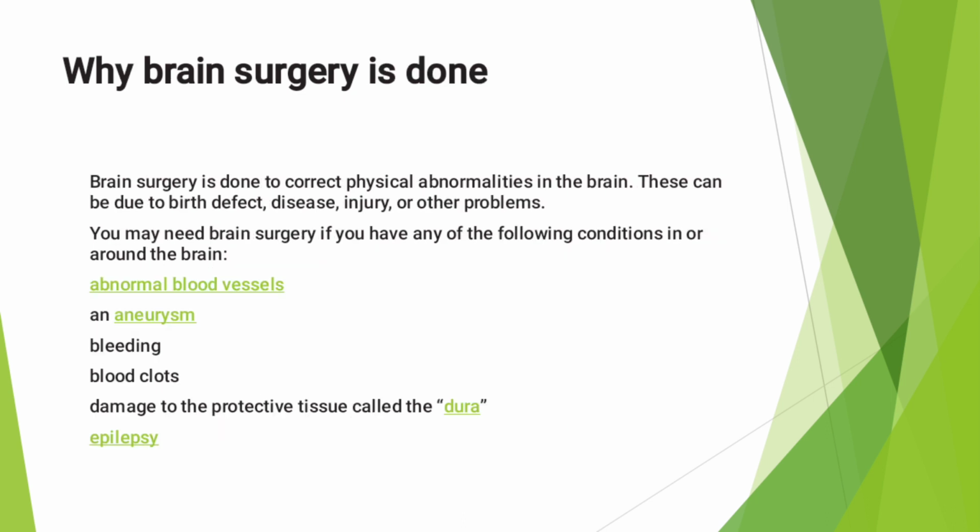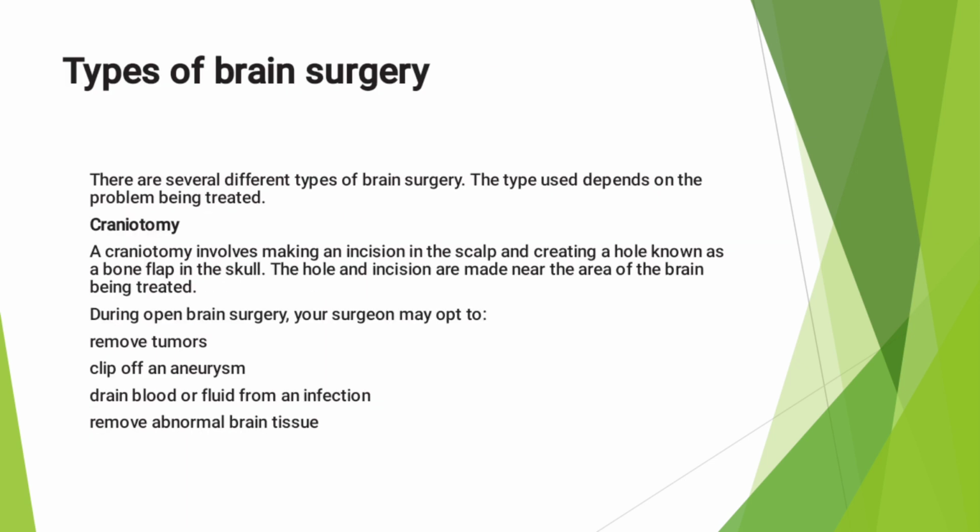So here we can look at why brain surgery is done. Brain surgery is done to correct physical abnormalities in the brain. This can be due to a birth defect, disease, injury, or other problems. You may need brain surgery if you have any of the following conditions in or around the brain: abnormal blood vessels and aneurysm, bleeding, blood clot, damage to the protective tissue called the dura mater, and epilepsy.